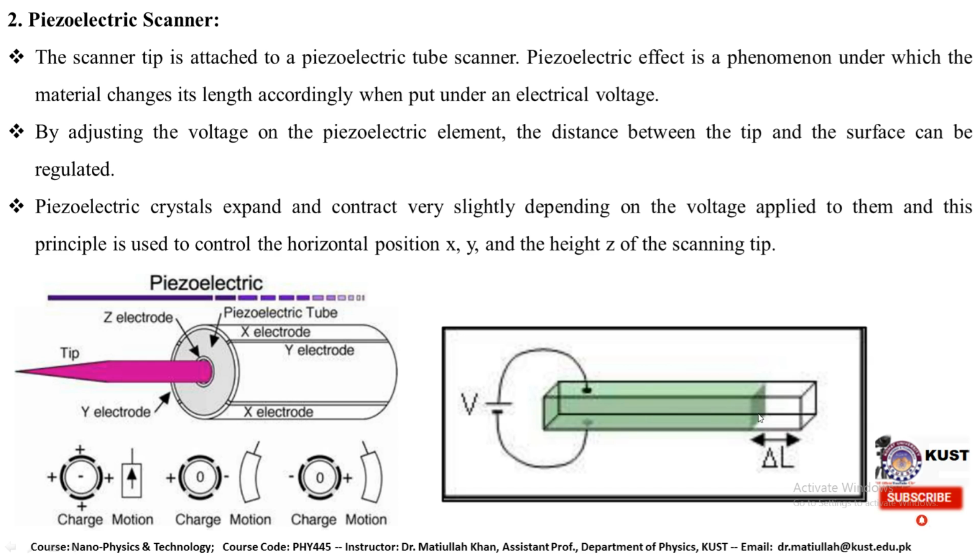You see here this is the initial length. When a voltage is applied, the length is increased or decreased depending on the bias voltage. So by adjusting the voltage on the piezoelectric element, the distance between the tip and the surface can be regulated, and the piezoelectric crystal expands and contracts very slightly depending on the applied voltage. This principle is used to control the horizontal position, that is the XY position, and the height of the scanning tip. This is the tip, and this is the piezoelectric tube to detect the voltage changes created due to this tip and sample interaction.